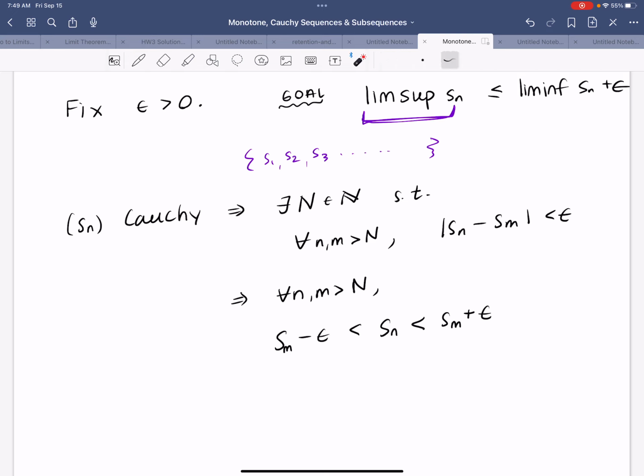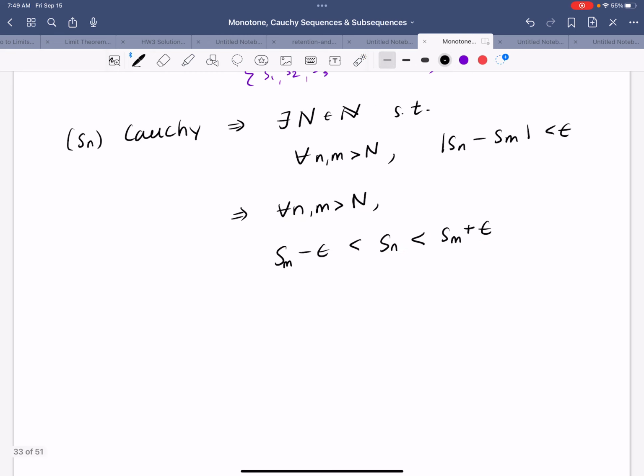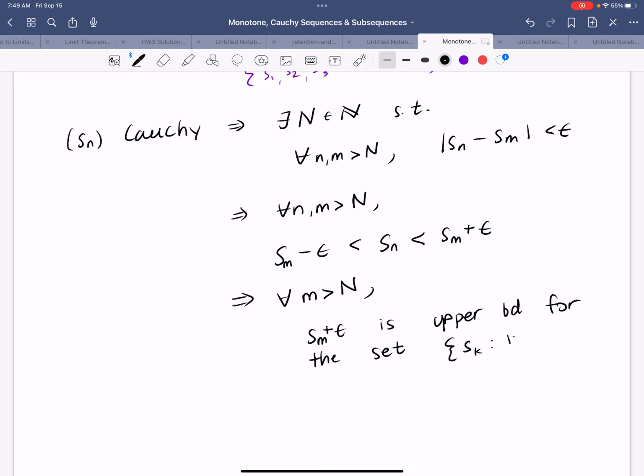So notice, ignore this part right here, but this means that Sm plus epsilon is an upper bound for the set of Sn where n is past big N. So I have an upper bound, right? So this implies that for each m bigger than N, Sm plus epsilon is an upper bound for the set of Sk such that k is bigger than N.